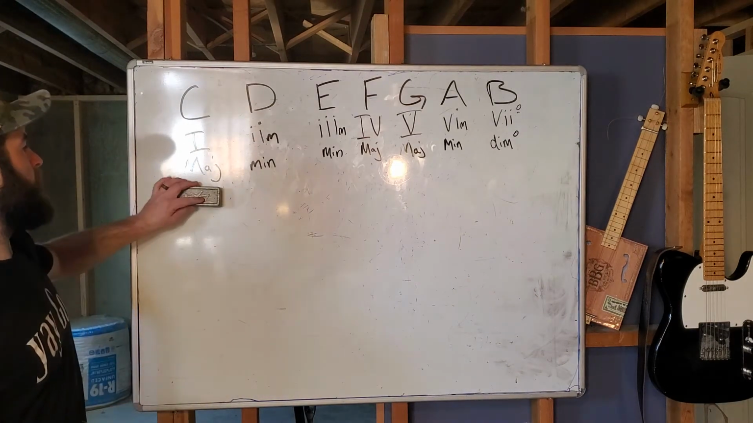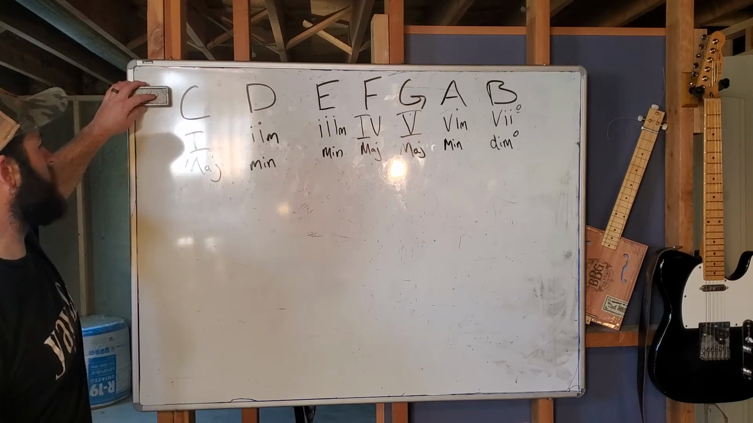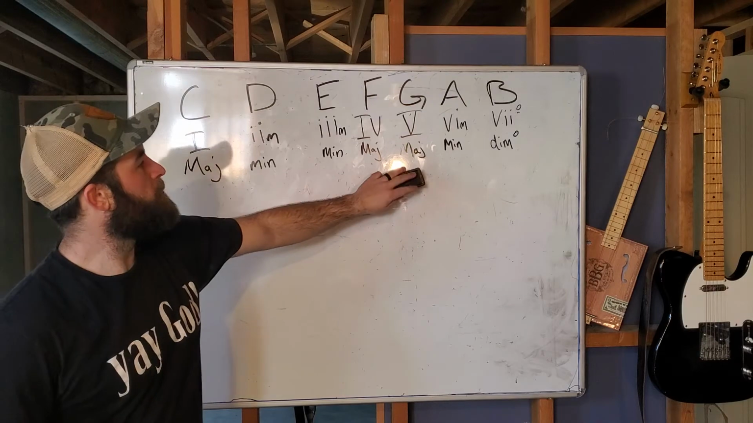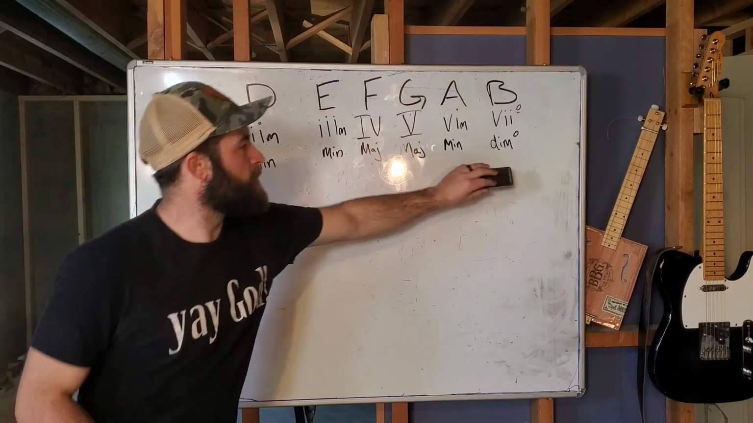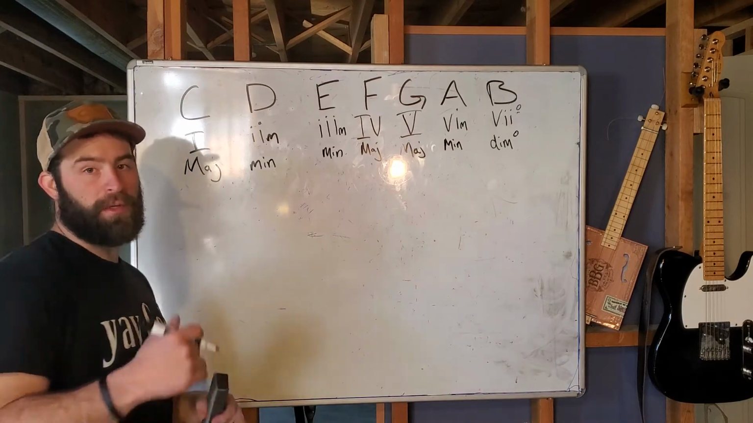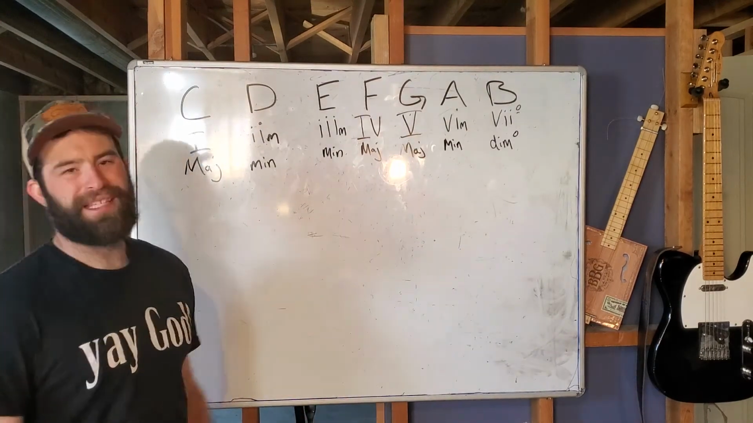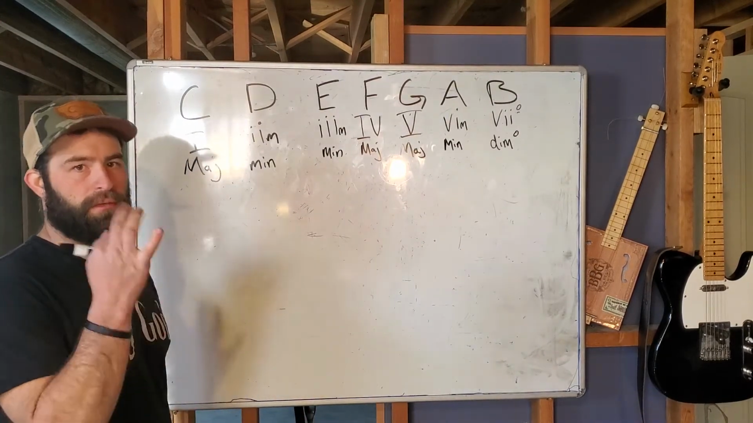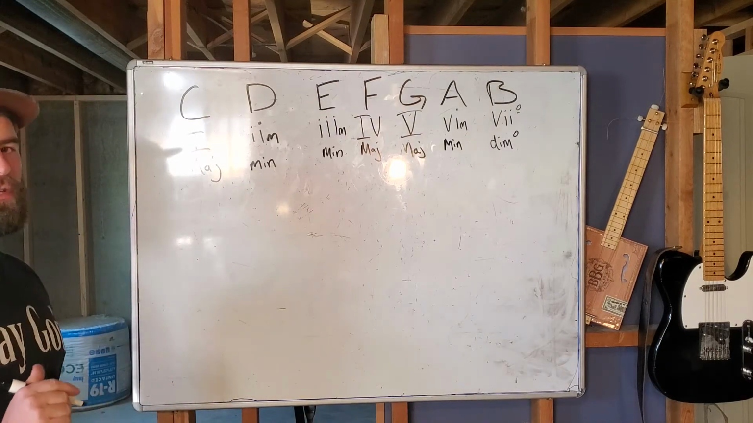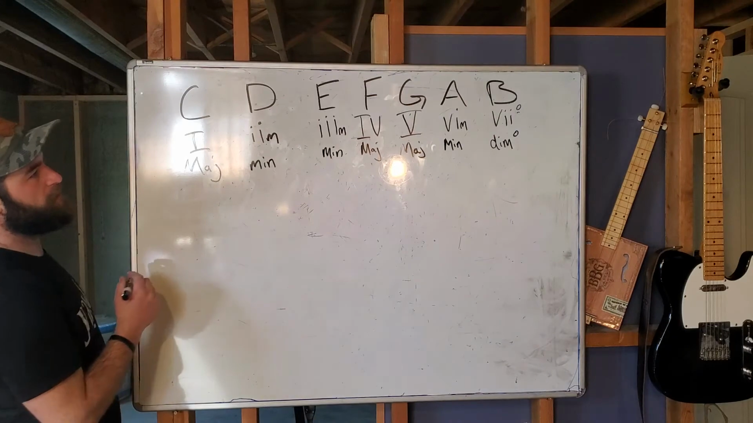So just memorize this pattern. If you go along, it goes major, minor, minor, major, major, minor, diminished. The 7 chord's always diminished. That just happens to be how the notes lay out for the 7 chord triad, which means 3 notes. Each of these chords are going to be 3 notes. So I hope you can see this toward the bottom. I'm going to kind of leave this up.